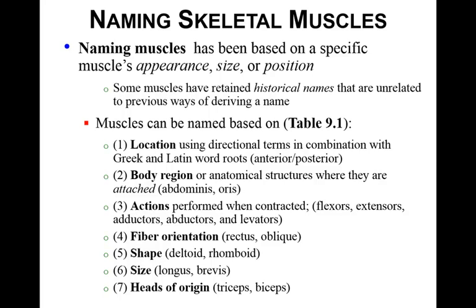They could also be named for their shape. Deltoid, rhomboid, just basic shapes. Size, longus, brevis, or the head of origin. Okay, so triceps or biceps. So these are the 7 different ways that muscles can be named. So make sure that you know these.